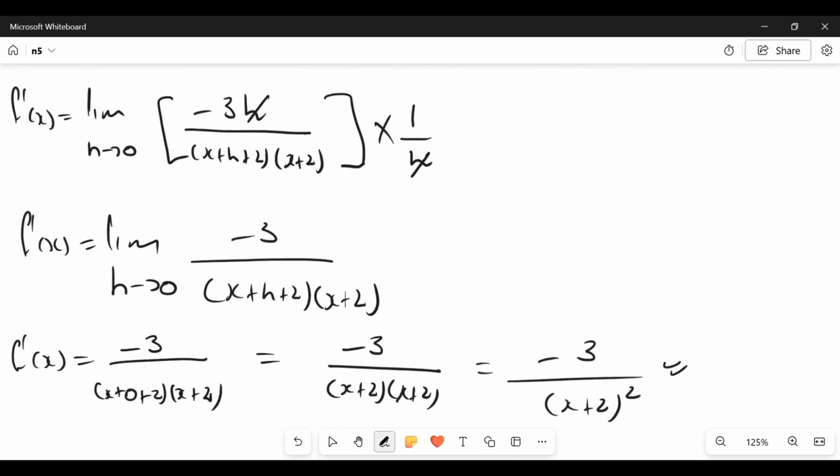Guys, I tried to be as quick as possible, but as you know, Math 5 questions are very, very long. I hope you managed to understand this though.